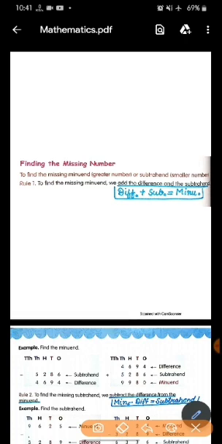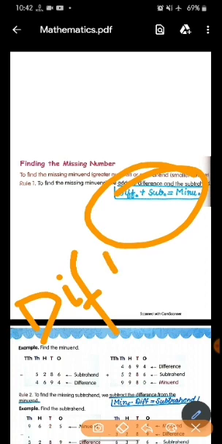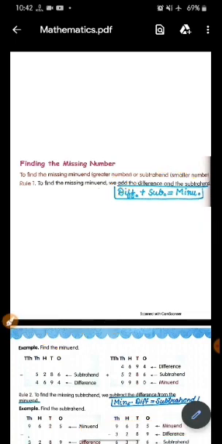To find the missing minuend, we add the difference to the subtrahend. As you can see in the given block over here, if we have to find the minuend, then we will write difference and we will add subtrahend. When we add difference and subtrahend, we will get the minuend. So to find minuend, we will simply add subtrahend and difference. Okay, let us see the example.